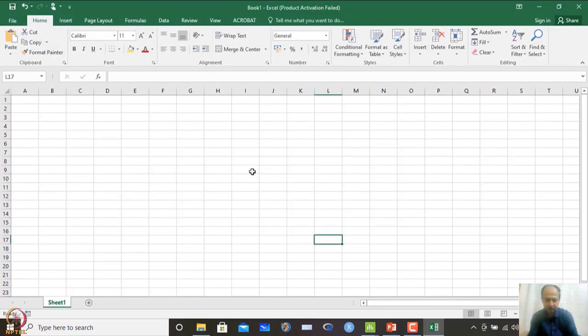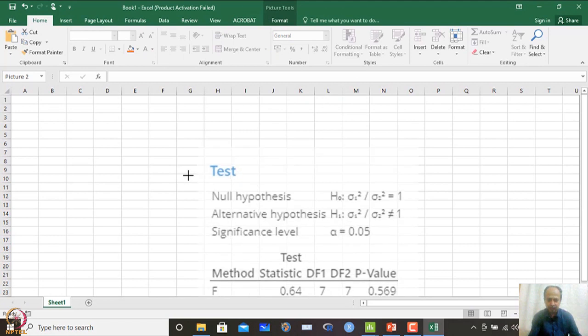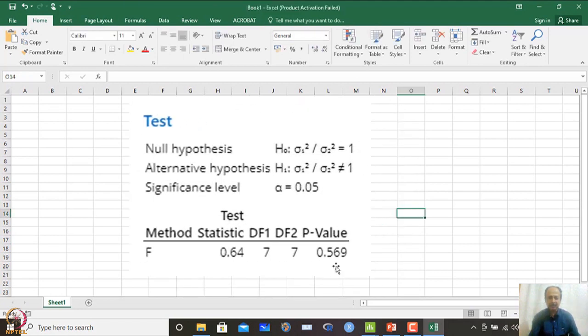I can remove this one now and show you the results outcome. If you see the results, the F statistic was used, the method is F as mentioned here, and the statistic value is 0.64. I am checking whether sigma 1 square by sigma 2 square, the ratio, equals 1 or not equals 1. So S1 square by S2 square is taken, and what comes out is 0.64, which is close to 1, and that is confirmed also as the p value is not significant. If the p value is not significant, that means the variance is the same.